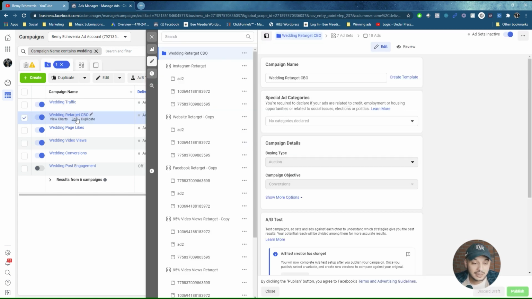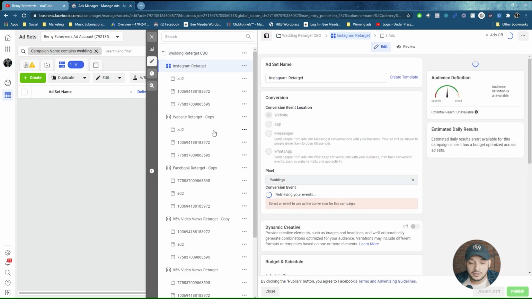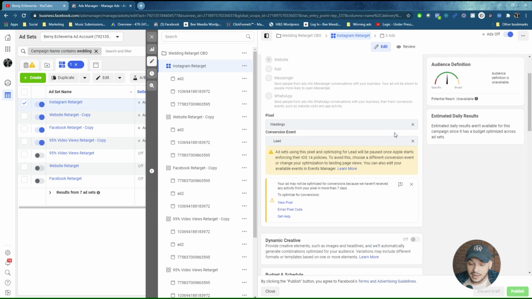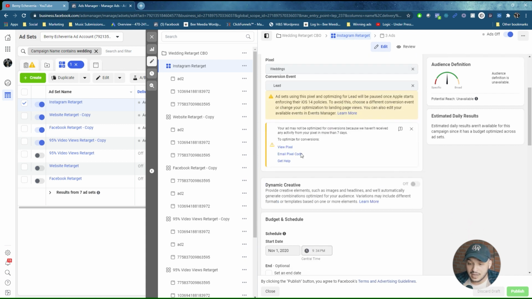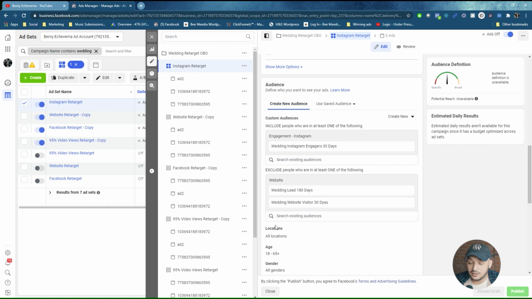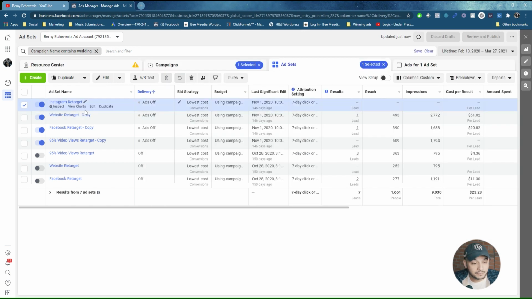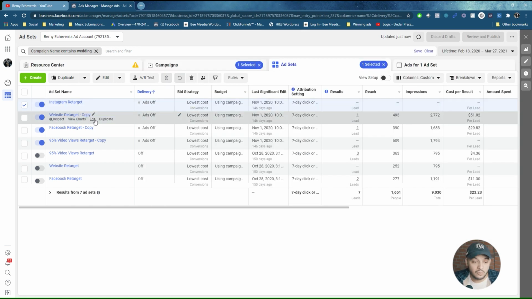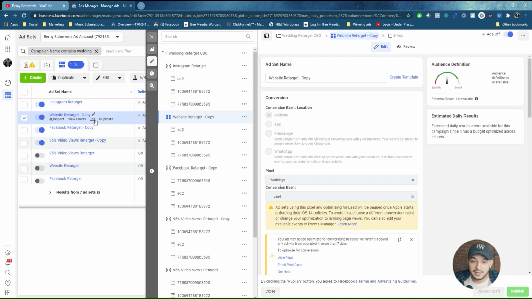So this retarget CBO campaign that I ran, you can see I have multiple ads in there. And in the retarget CBO campaign, you can see I need to recertify my pixel. I only ran it to those engagers in the 30 days, and I excluded leads that have already come through and anyone who's already visited my website. I wanted to make sure that if you were on Instagram and you didn't go on my website, by the time you went back on, you got re-grabbed by this website retarget, bam.